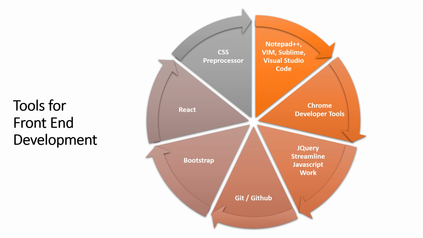GitHub is where you store your code and retrieve your code. Bootstrap, React and CSS are more about making the application or the front end clearer and more appealing. These are just some of the tools which front-end developers use mostly, and there are other tools which we will go into in more detail in the succeeding videos.